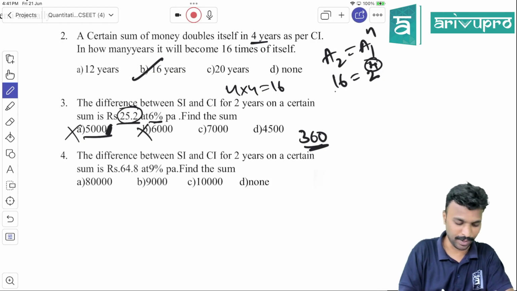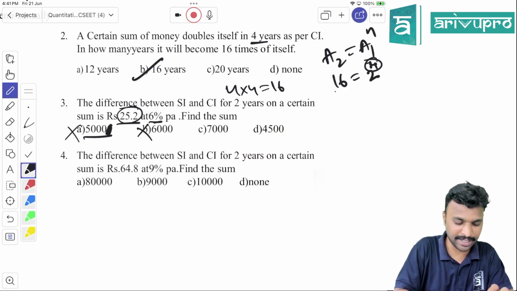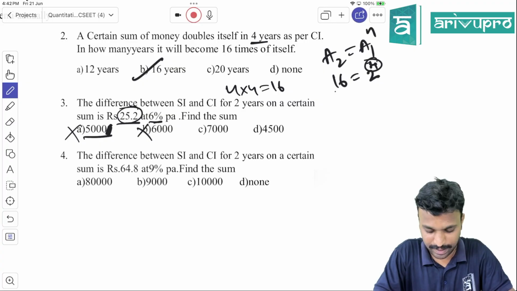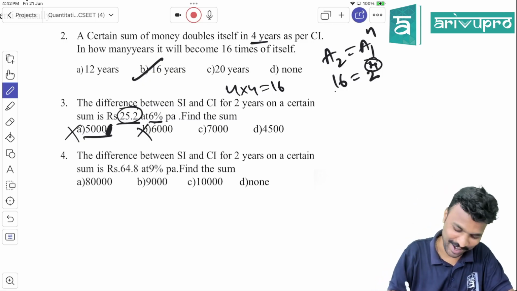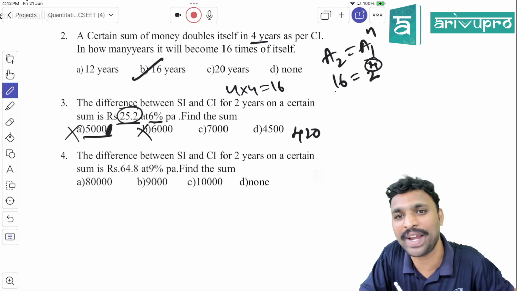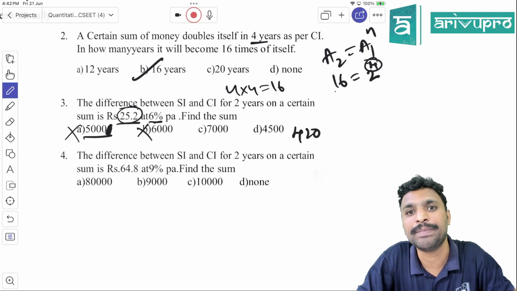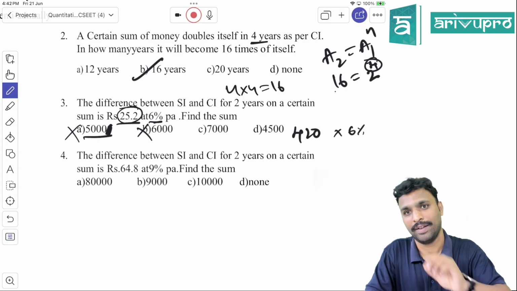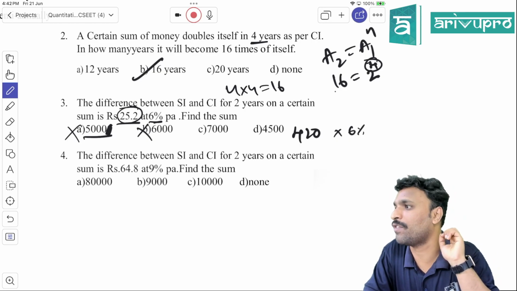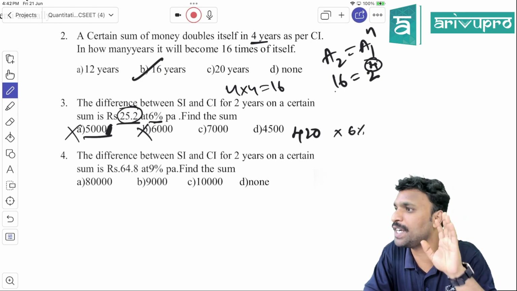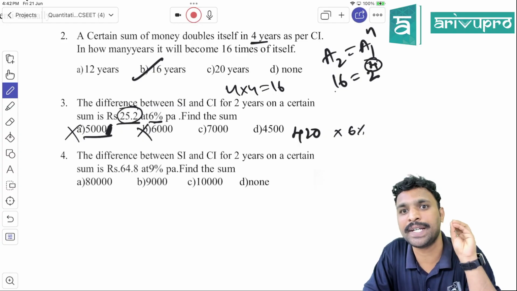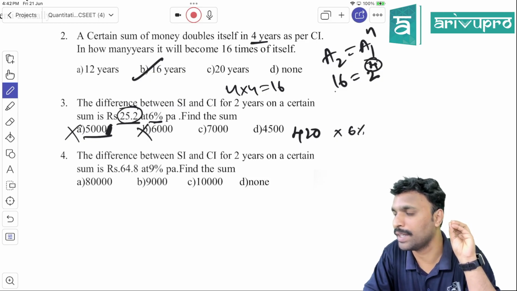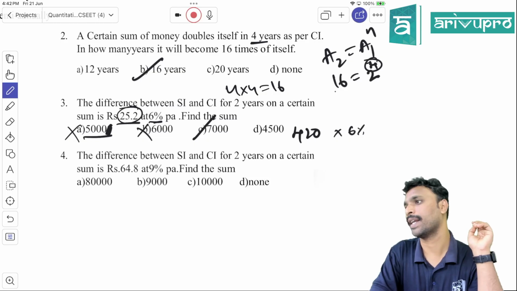Understood. Now if I take 7,000 as the principal, what is SI for 1 year? 420. Okay. 420 is the SI for 1 year. Now on this what percentage? 6%. Tell me 6% on 400 first. 400 into 6% is 24. 20 into 6% is 1.2. 24 plus 1.2 is 25.2. So option C is the correct one.